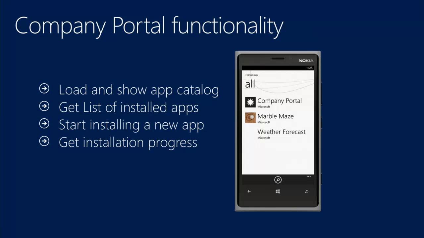So here's the company portal, and this is the type of thing that you get with Windows Intune, and this particular one is Windows Intune. It allows you to load and show the app catalog, to get a list of the installed apps, start installing a new app, and get your installation progress. It'll actually show the little installation bar right under the app, just as it would in the app library.